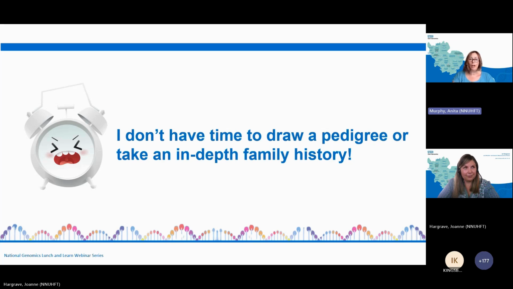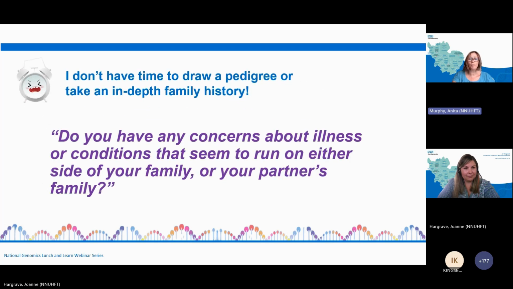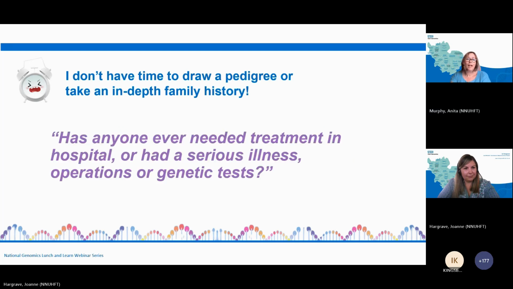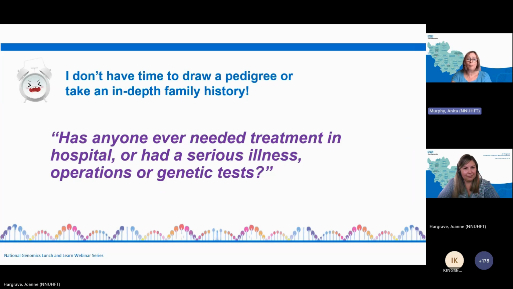So there are some questions you can ask, and just for a start, the first question you could ask is, can I ask a few questions about your family's health to help tailor your care? Do you have any concerns about illness or conditions that run on either side of you or your partner's family? Has anyone ever needed treatment in hospital or had a serious illness, operation, or a genetic test? As Joe mentioned earlier, in family patterns that matter, do you know if anyone in your family had any serious illnesses before the age of 50? These are all key questions that you can raise with your person or the patient you're seeing, which will just help draw out some of that information.